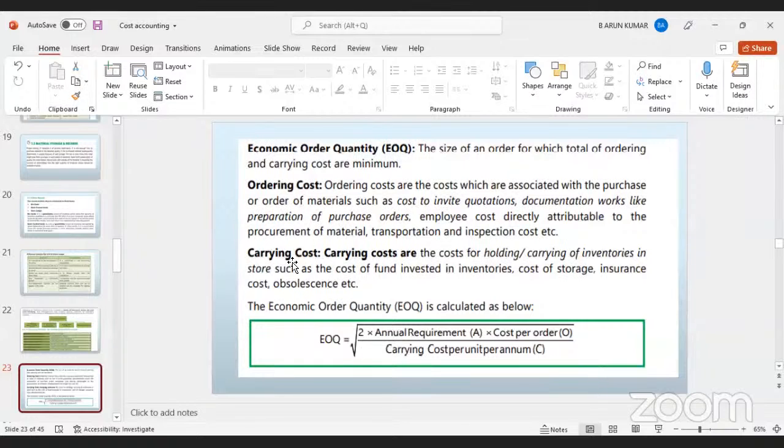Next, carrying costs are the costs of holding or carrying inventories in stores, such as the cost of funds involved in inventories, cost of storage, insurance cost, and obsolescence. So we purchase the material from the suppliers, then that material is stored in the stores department.